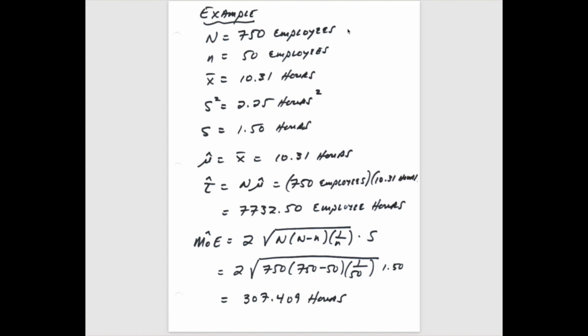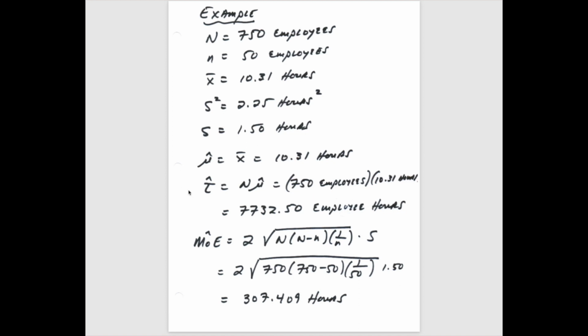All right, so we've got cap N equal to 750 employees in the company. We have selected a simple random sample of little n equal to 50 employees' timesheets. The sample mean number of hours spent on these particular administrative tasks is 10.31 hours. The sample variance of the data is 2.25 hours squared. Therefore, the sample standard deviation is 1.50 hours. The point estimate for the population average number of hours spent by the 750 employees on these administrative tasks is 10.31 hours, which was X bar, right? That's our unbiased estimate of mu.